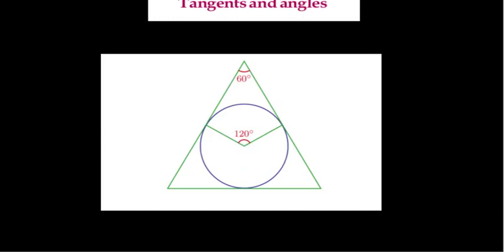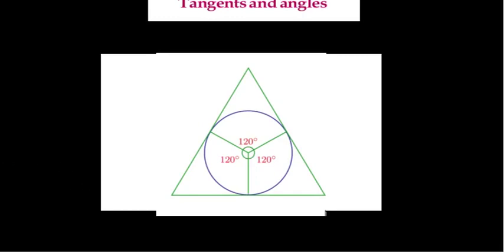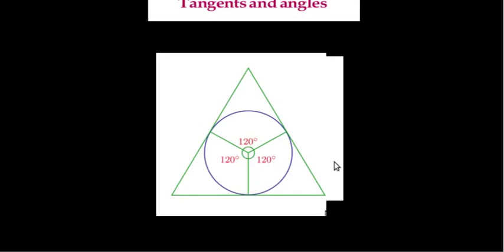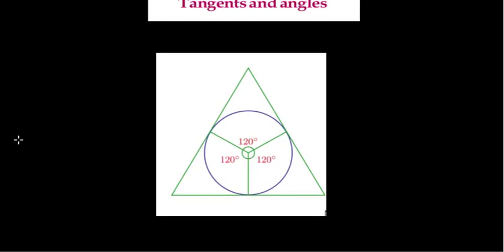Similarly, we can draw the other central angles also. Therefore, its central angles are 120 degrees, 120 degrees, 120 degrees. Why? Because all these angles are 60 degrees. Therefore, its corresponding angles are 120 degrees.